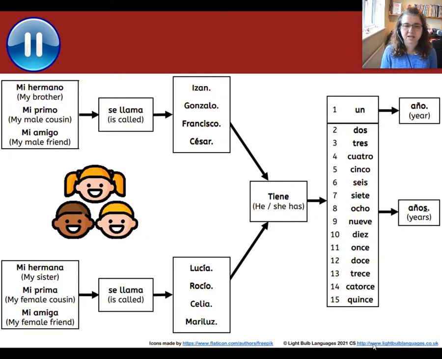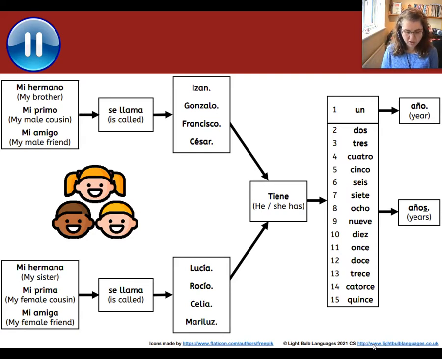Now, here we have a sentence builder that has all that information on it. Over on the left-hand side, you can see the masculine family words and the feminine family words down at the bottom. Then, if you follow the arrow, you get to se llama, is called, and then you've got their name. Then follow the arrows again, and we get to the age sentence, tiene. Then you choose your number, and then años on the end, unless that person is 1 year old, in which case we have to say un año, because if there's only one of it, we can't put the S on the end. You can't say 1 years old, 1 year old.